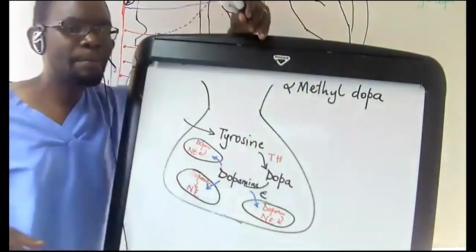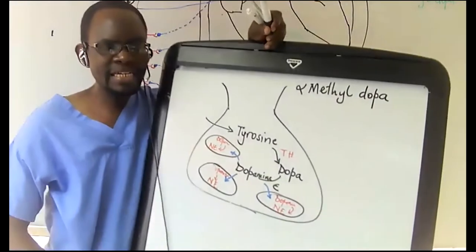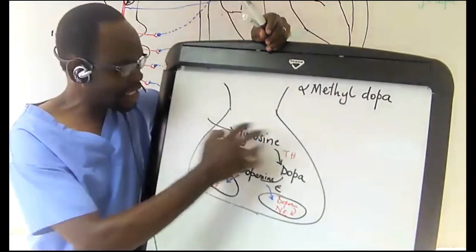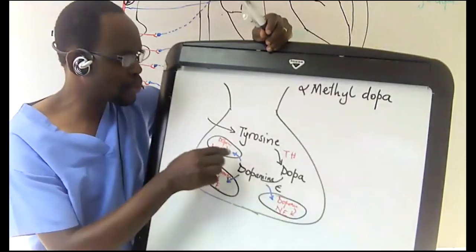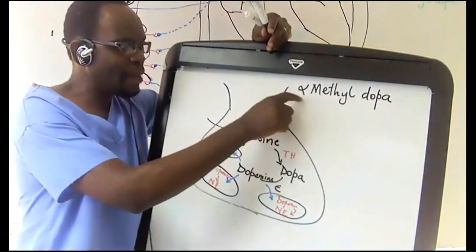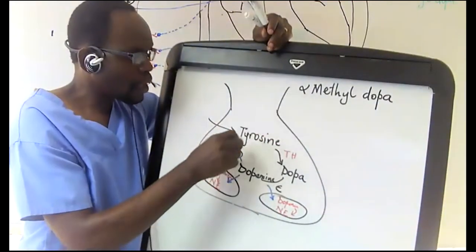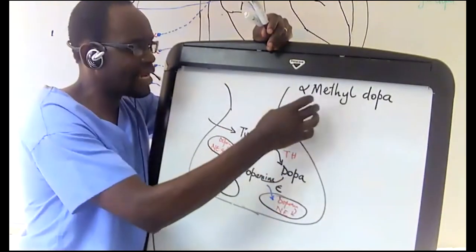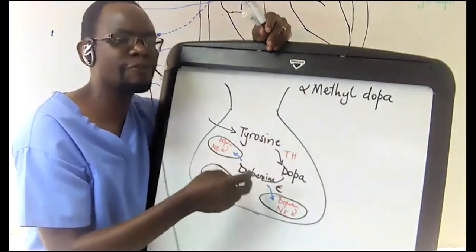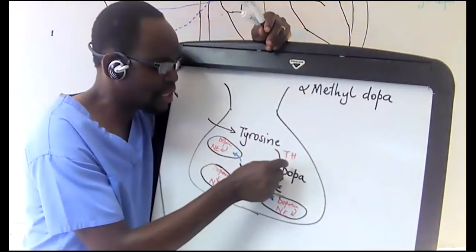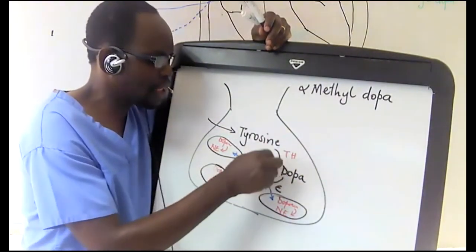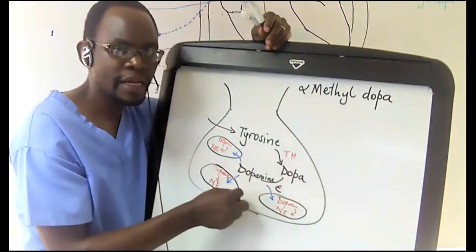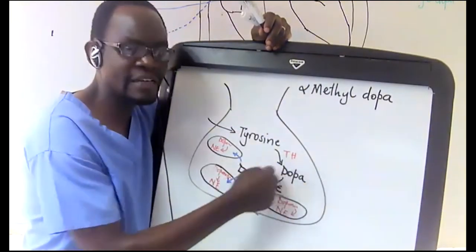How does alpha-methyl-DOPA work? When a patient is given alpha-methyl-DOPA, what actually happens is that it passes through this system. It basically starts acting at this point. It confuses or fools tyrosine, it fools this enzyme as if it is the one that has manufactured it. In other words, it is as if it is the one that has manufactured it.